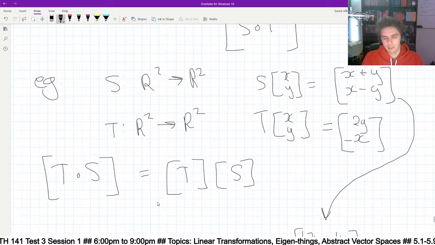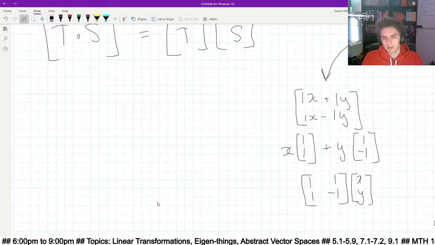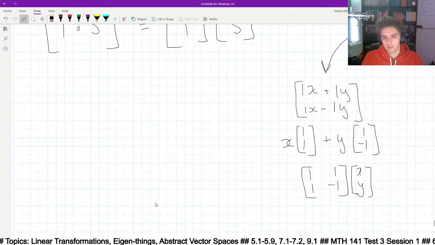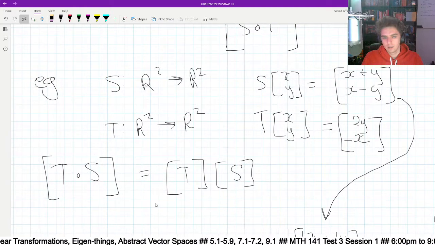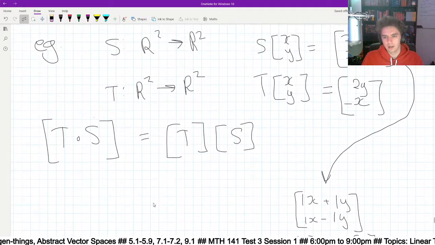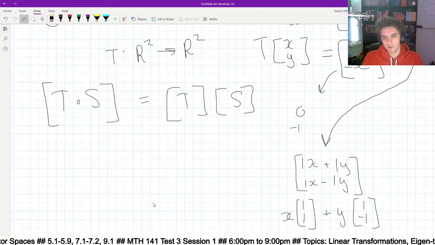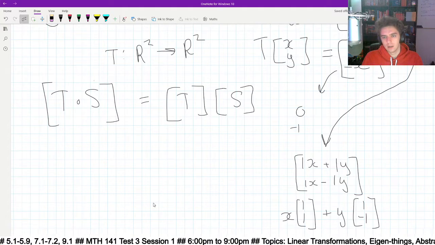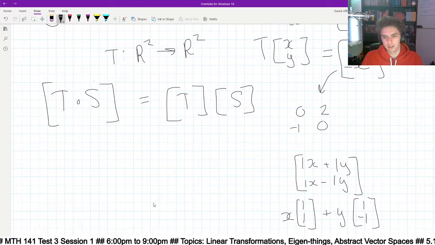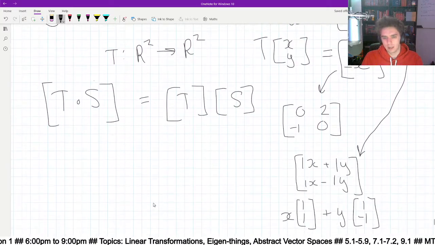And for a very similar reason, the matrix representation of T... oh, that doesn't make sense. No, that does make sense. Sorry, what did I do here? Okay, so the matrix representation of this would be 0, -1. There's no x's, there's 2 y's, and 0. There you go. Sorry, I got confused there. The matrix representation of that would be that, and the matrix representation of S would be that.